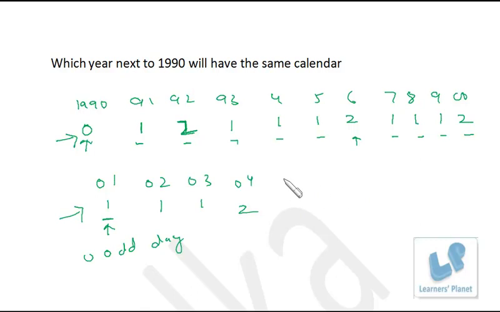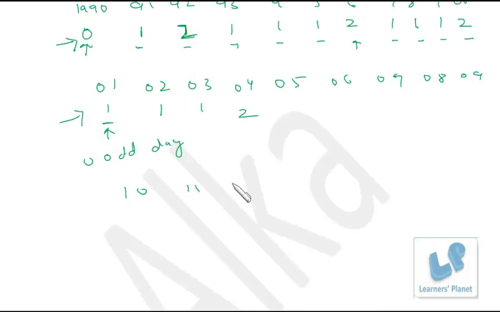Once again you can calculate for more years, 5, 6, 7, 8, 9, 10, 11, 12, 13, 14, right? So it's 1, 1, 1, 2, 1, 1, 1, 2, 1, 1. Again we see when we get 0, 1, 2, 3, 4, 5, 6, 7. So again in 2007 the calendar will be same. Again 2, 3, 4, 5, 6, 7. Here we are getting 7, but the calendar cannot be same because 2012 is a leap year, so the calendar of 2012 will not be same.